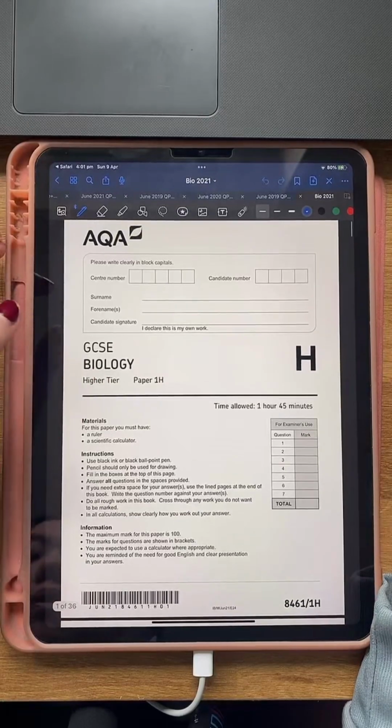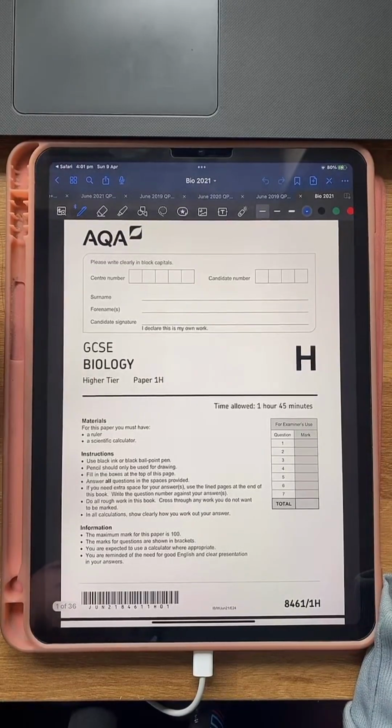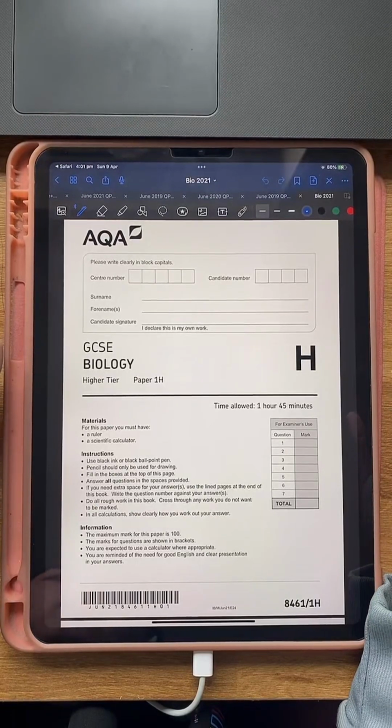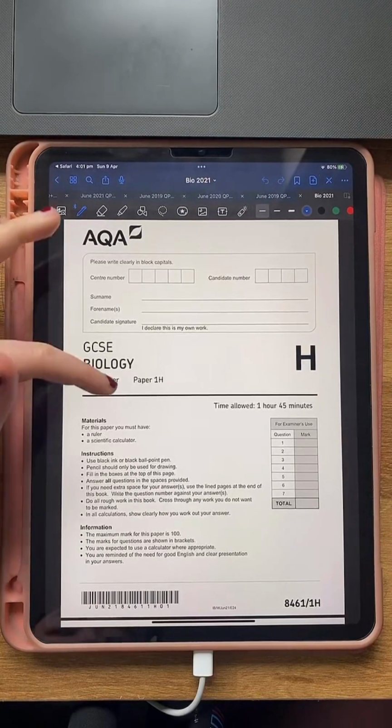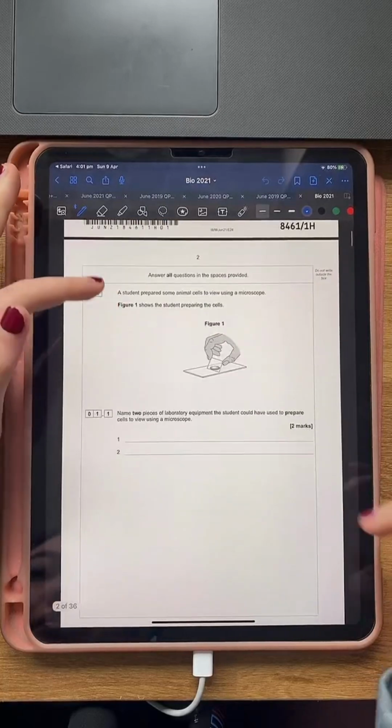Hi, we're doing Biology, Paper 1, AQA 2021 paper today. I'm going to do a walkthrough of this paper. I can start now.